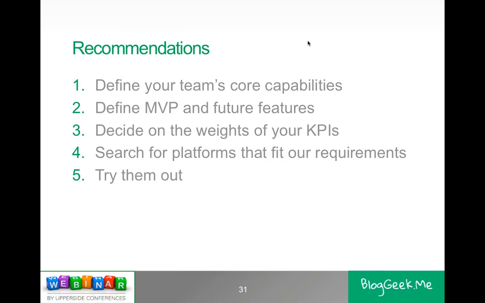Again, different ballgame. Then define what your MVP is, your minimal viable product, and what are the future features that you are going to need. They might be simple, they might be complex. If they are complex, go for an API platform. Decide on the weights that you have for your KPIs, the key performance indicators that you need. What would define your success? Or the things that you must have in a platform.